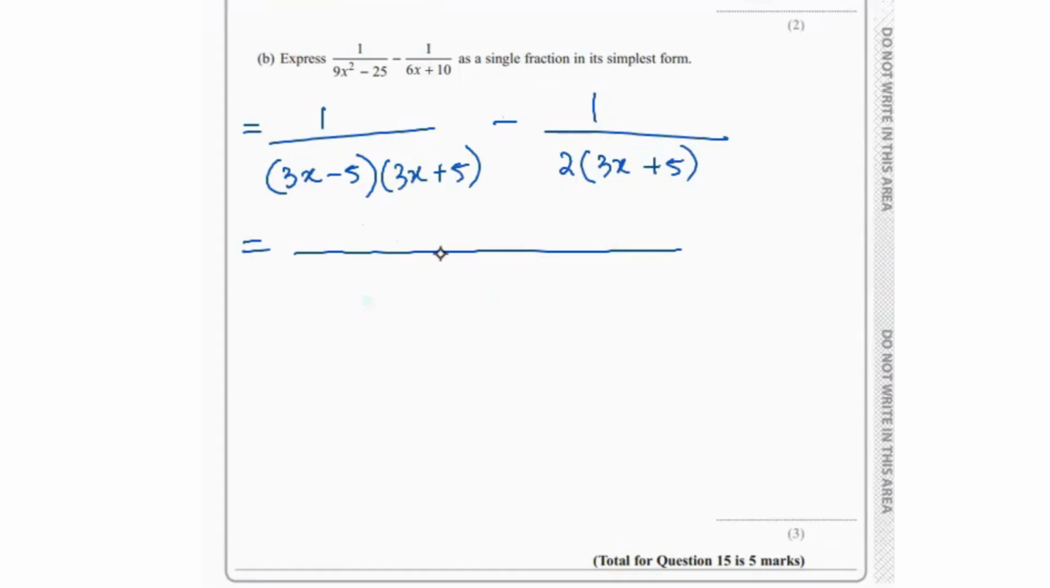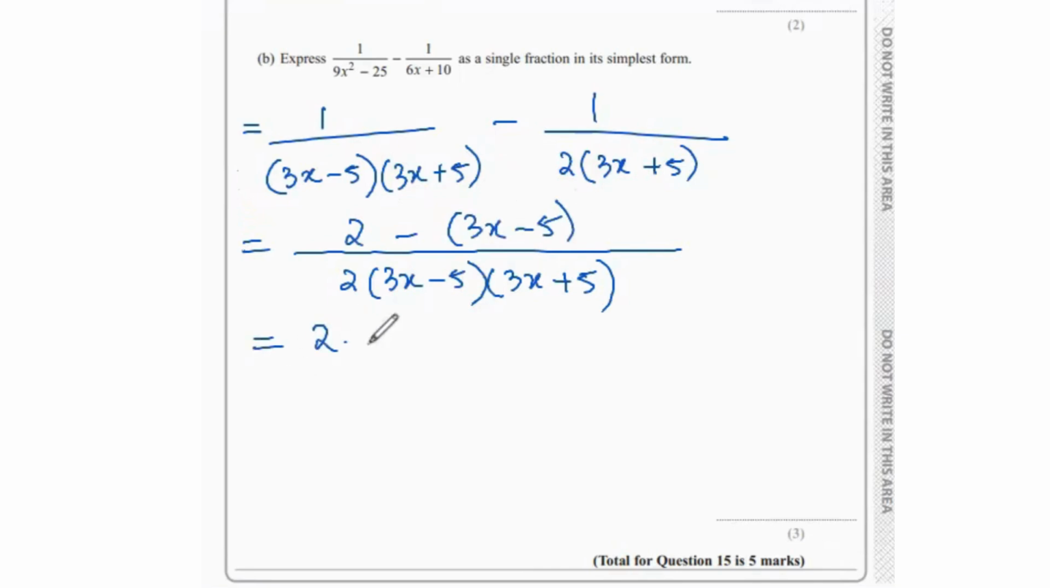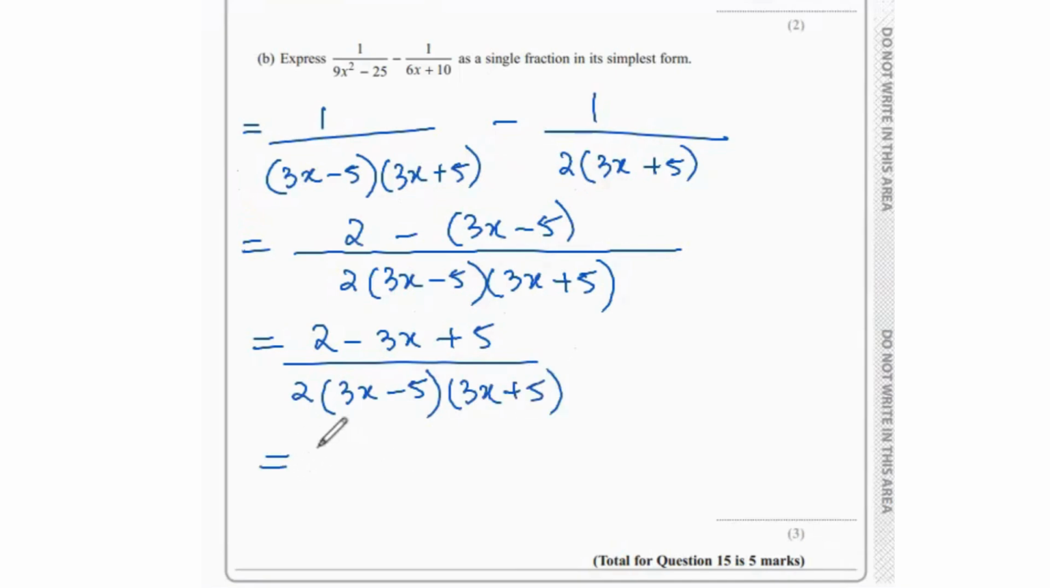So now we can combine the denominators. So that's 2 times (3x minus 5) times (3x plus 5). The first fraction gets multiplied by 2, and the second fraction gets multiplied with 3x minus 5. So that's 2 minus (3x plus 5) over 2 bracket (3x minus 5) times (3x plus 5). So that's 7 minus 3x over 2 bracket (3x minus 5) times (3x plus 5). This is your fully factorized answer in its simplest form.